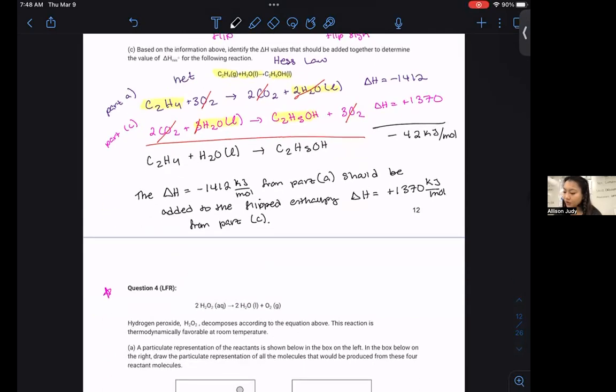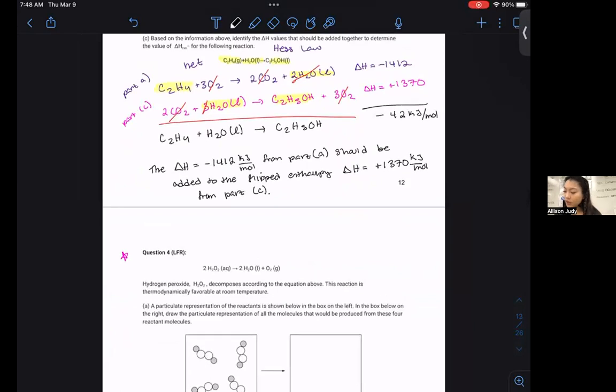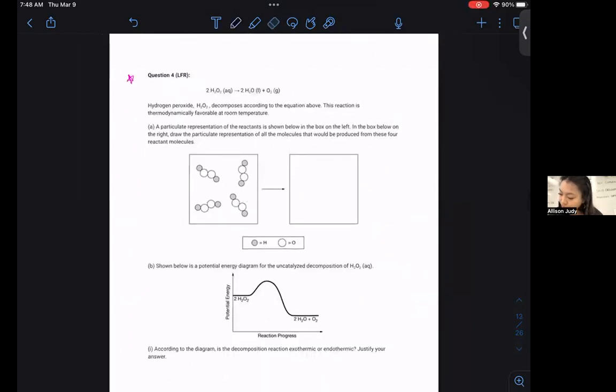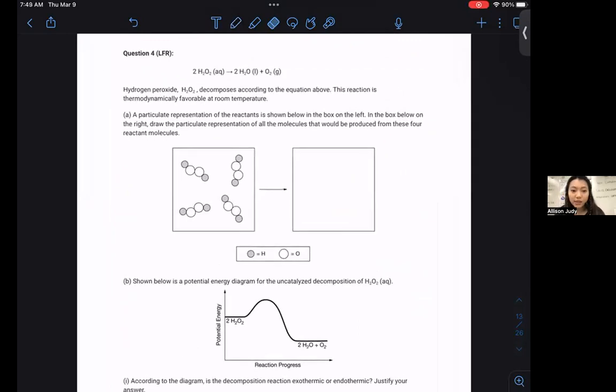Okay, so that's short FRQ 1. Let's go to long FRQ number 4. So what we have here is hydrogen peroxide decomposition, and we're asked, a particulate representation of the reaction is shown below. In the box below on the right, draw the particulate representation of all the molecules that would be produced from these 4 reactant molecules.